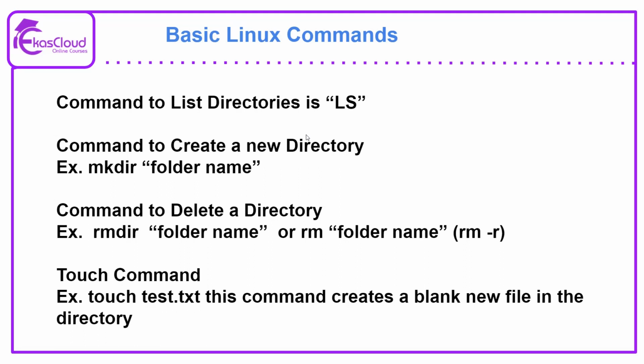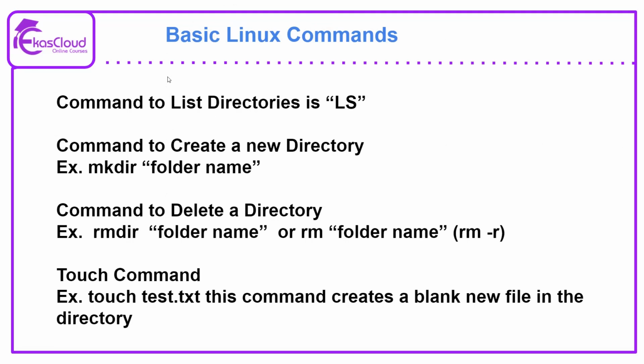Command to list directories is ls. When you type ls, it will list all the directories which are located in that particular folder. For creating a new directory, the command we use is mkdir and the folder name we want to use. Command to delete a directory is rmdir, then the folder name. This will delete a folder which is empty. rm -r folder name will delete the current directory and the subdirectories.